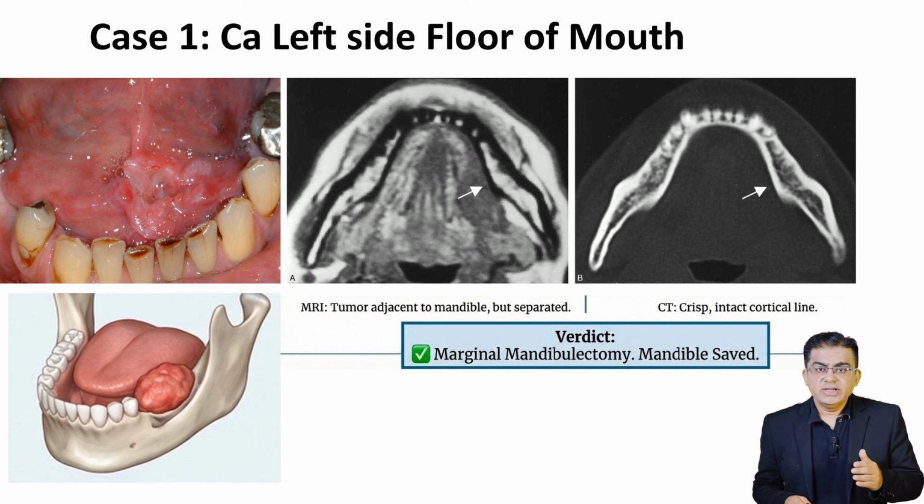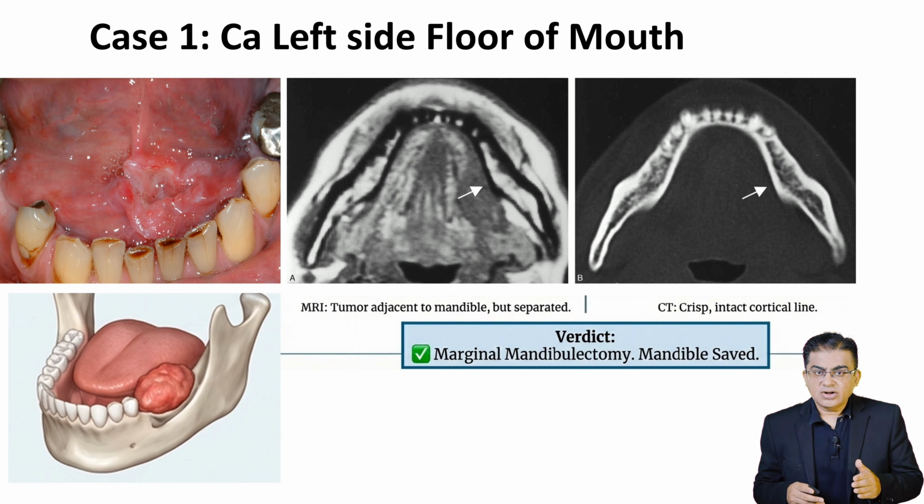But I want you to look really closely. There is a clear plane of separation. You can see that thin black space acting as a boundary between tumor and bone. Also notice there is no abnormal signal change in the bone marrow of the mandible. The marrow looks homogeneously bright.